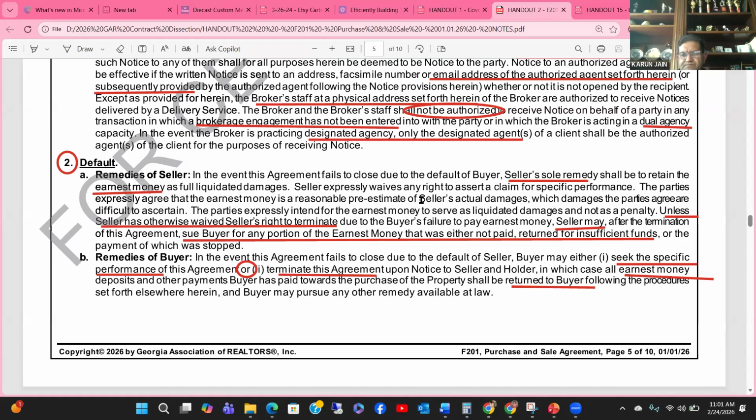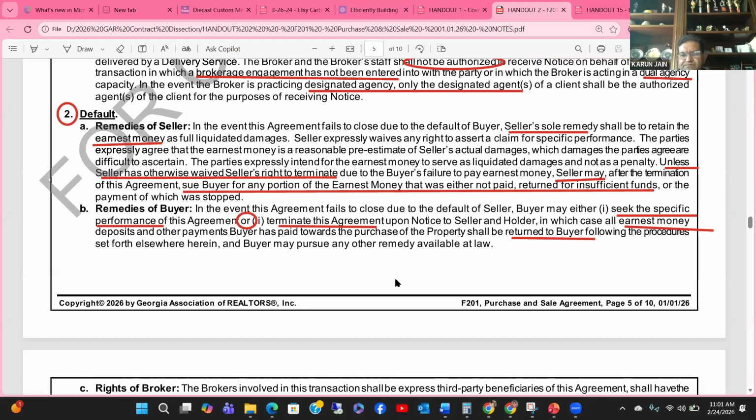Now, what happens if a seller defaults? Well, that is a little bit different situation. If the seller defaults, then the buyer has a couple of options. The buyer can either seek specific performance, meaning they go to court and they have a judge decide whether the seller has to go through with the contract. It's not a court case for money. It is a court case for pursuing the contract. If they're going to do that, they file the lawsuit, which puts a notice on title, so it prevents the seller from selling to anyone else.